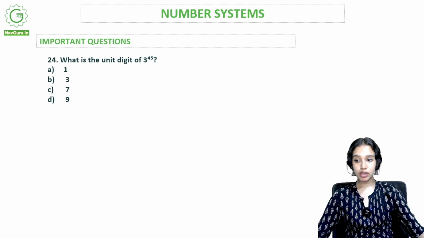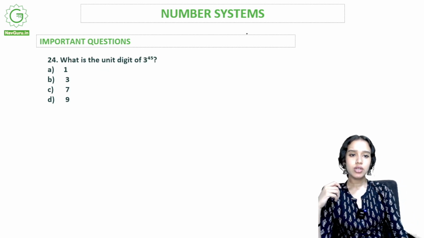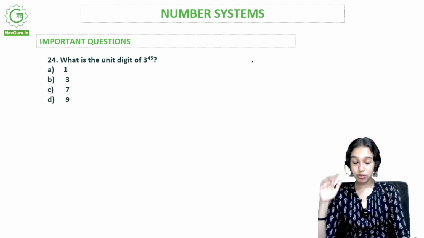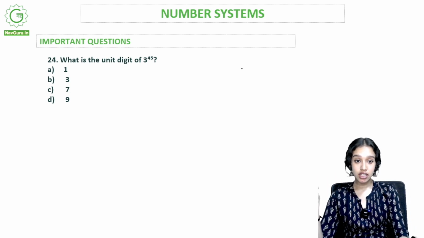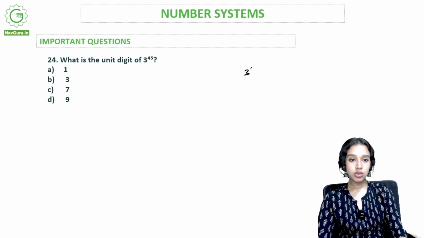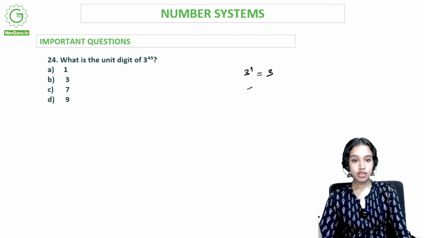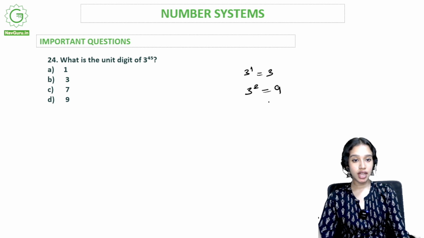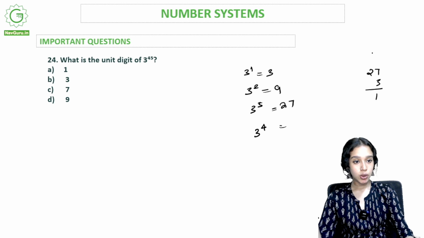Now moving on to the next question. What is the unit digit of 3 raised to 45? So let's see the pattern of 3 raised to 45, because 3 raised to 45 is a really huge number. So let's see. 3 raised to 1 is 3. 3 raised to 2 is 9. 3 raised to 3 is 9 into 3, which is 27. 3 raised to 4 is 27 into 3, which gives us 81.